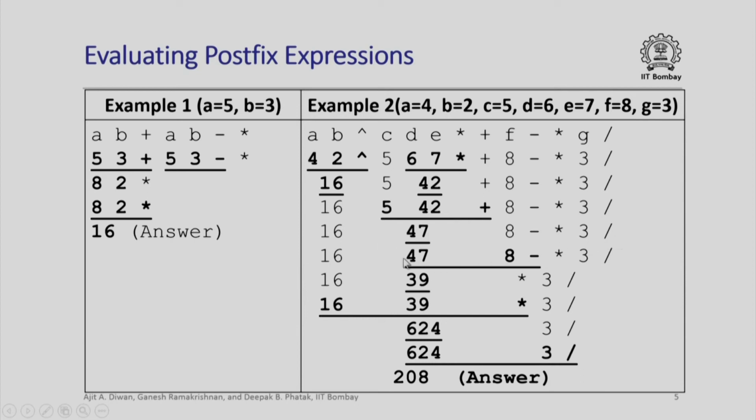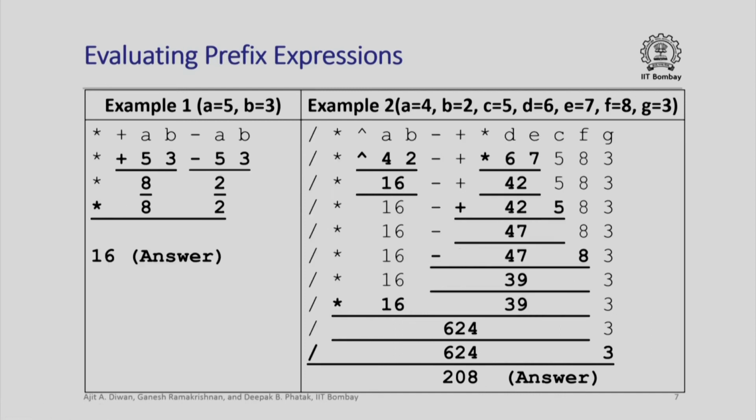In this I notice 47, 8 minus forms the correct combination of operands and operator. This will result in a value 39, and I will have 16, 39 star to be the next operation. I will get 624. The final expression reduces to 624, 3 slash, and this will be evaluated to get the answer 208. Notice that in this entire evaluation we did not require any parentheses to define the priority of operations.